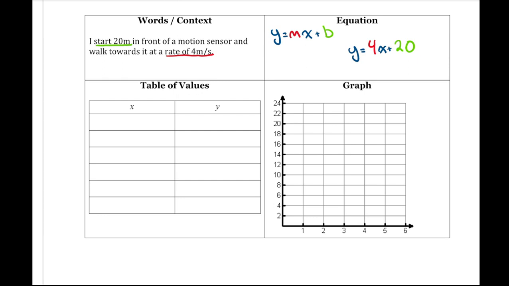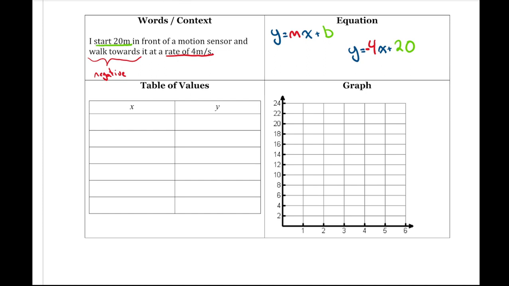And the key difference here is this part where it says walk towards it. When we walk towards something, the distance is decreasing. So we've seen on a graph before, when we walk towards something, it's decreasing. So that means our m value is actually going to be negative. So that's what walking towards it means. It means it's a negative multiplier, a negative rate of change, because the distance is decreasing.